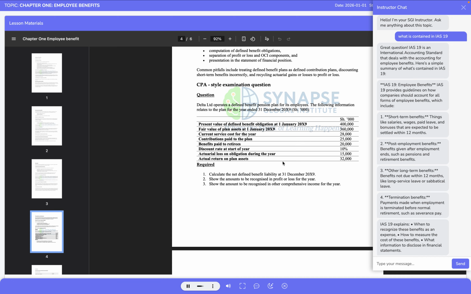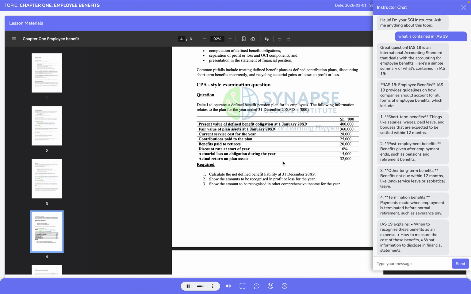During the year, employees earn current service cost of 28 million shillings. Contributions of 25 million shillings are paid into the plan, and benefits of 20 million shillings are paid out to retirees. The discount rate at the start of the year is 10%. During the year, an actuarial loss of 15 million shillings arises on the obligation, and the actual return on plan assets is 32 million shillings.